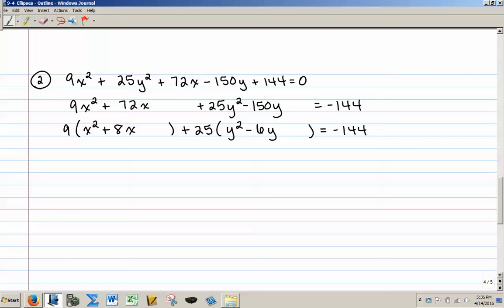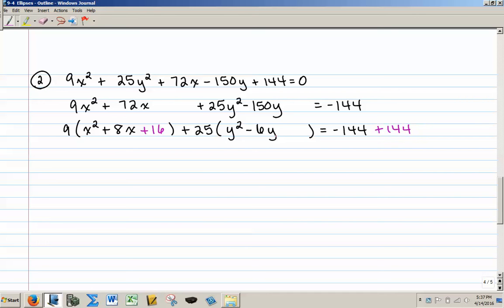If you remember how to do that, I take half of b and square it. So that means I'm going to be adding 16 here. Okay, but I didn't actually add just a 16. I really added 16 times this 9 over here, which is 144.